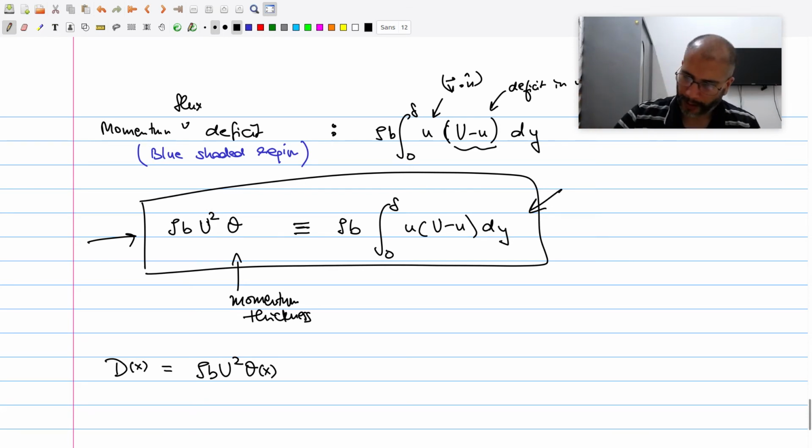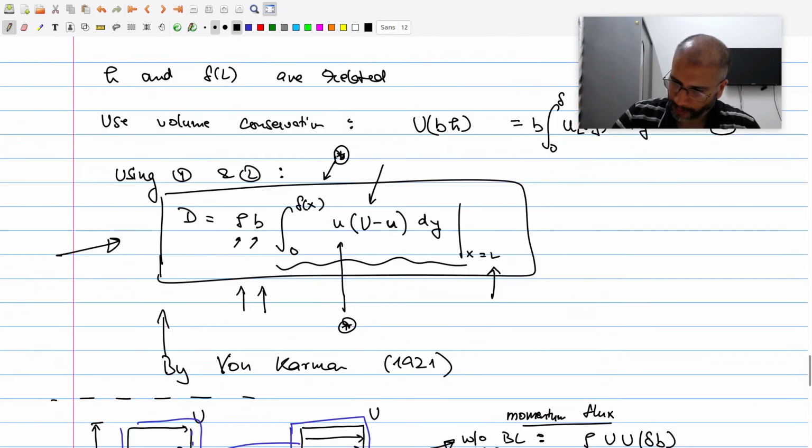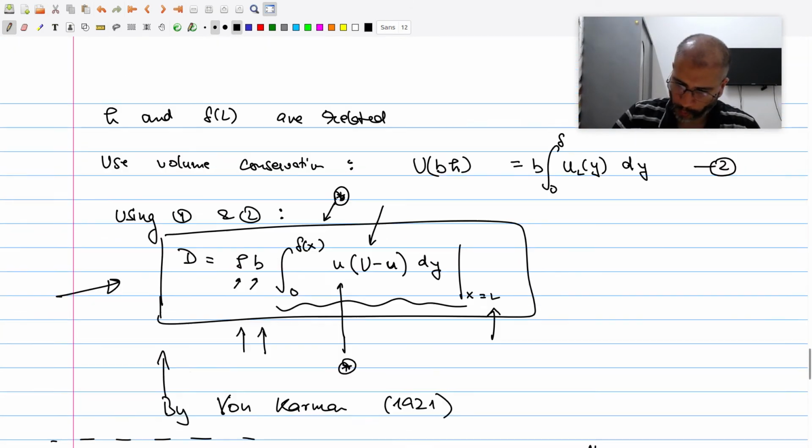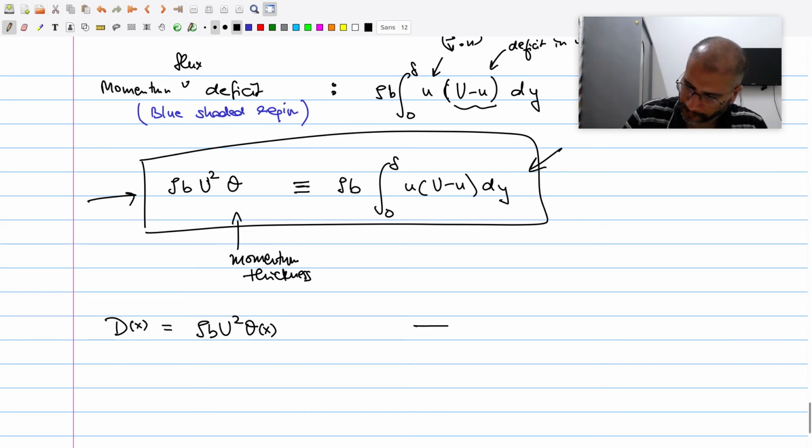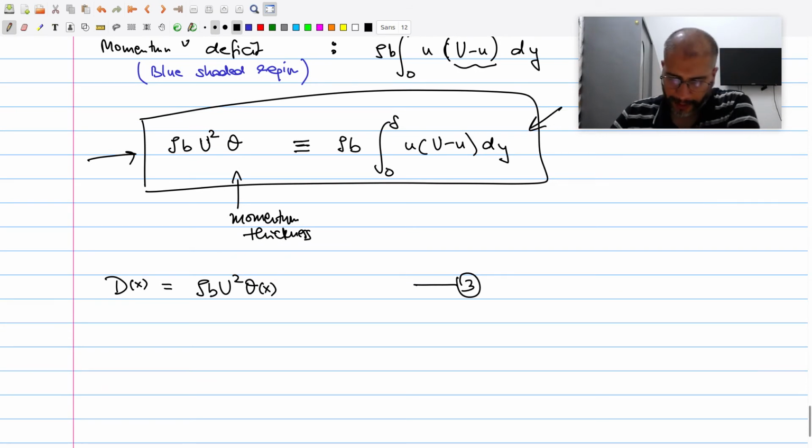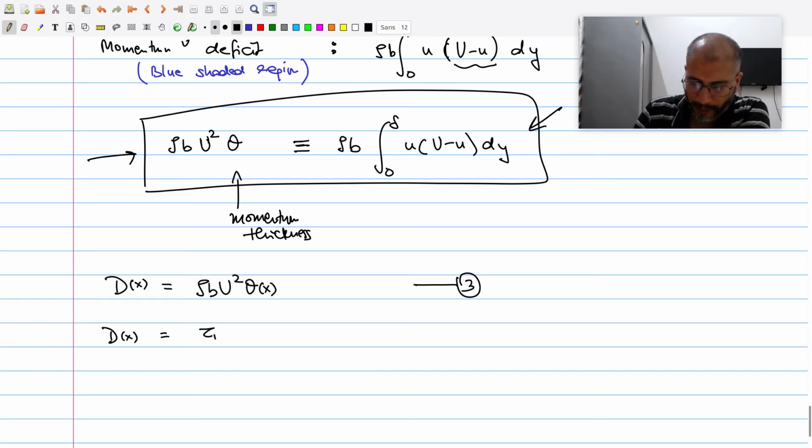Okay, so let's label this. Let's see what numbers we had till number 2. So we'll call this number 3. Right. And we also know drag from the idea of shear stress. Okay, so we know that drag as a function of x is the wall shear stress tau times the area. So this again, shear stress is at x, and the area of the plate is b times x.